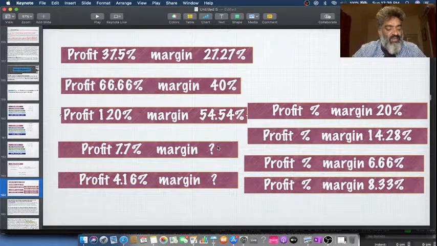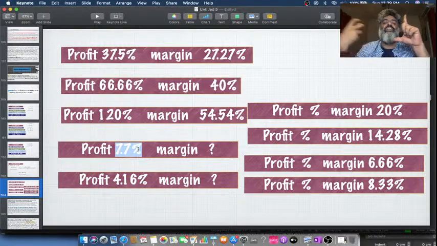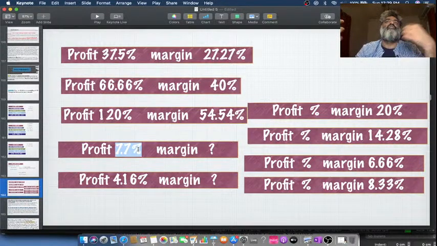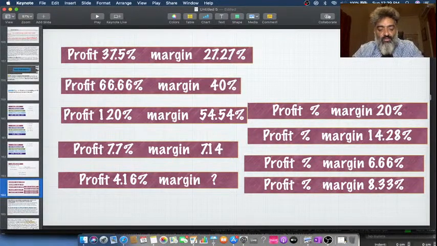Devarpita there says 4.16. Nobody has given me this. 7.7% is 1 by 13. So your cost is 13, your profit is 1, your selling will become 14, and your margin will become 1 by 14, which is 7.14%.